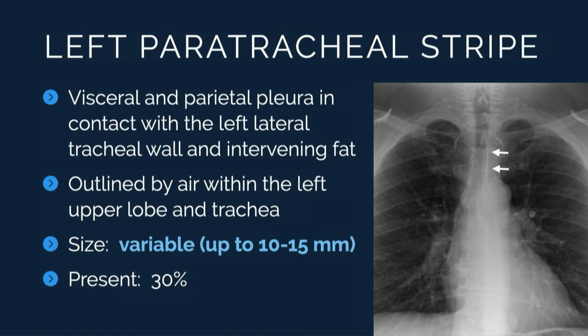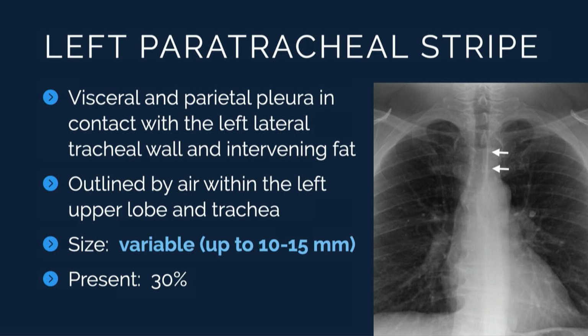What about on the left? So much like on the right, it's formed by aerated lung and air in the trachea. The primary difference is that the size here is much more variable, but it's going to be more than 4 millimeters, which is what we expect on the right. In fact, we can allow up to 15 millimeters in thickness on the left, and that's just due to anatomy. And so we'll see some examples.